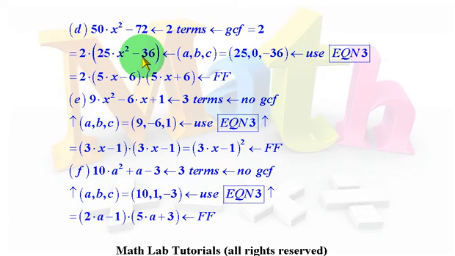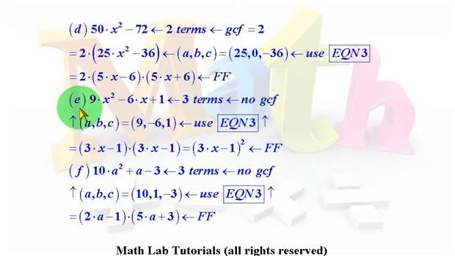That's one way of doing it. And because I haven't mentioned any other factoring techniques at this point in time, I'm using the EQN3 method. It's the calculator method in order to achieve the factoring. And in the next line, you bring the GCF down, and the factors turn out to be 5x minus 6 and 5x plus 6. And that constitutes the factored form.